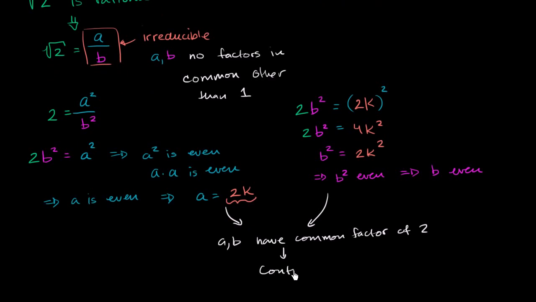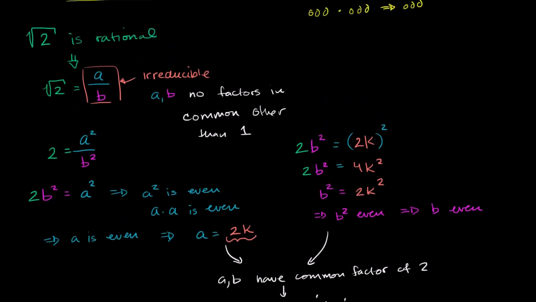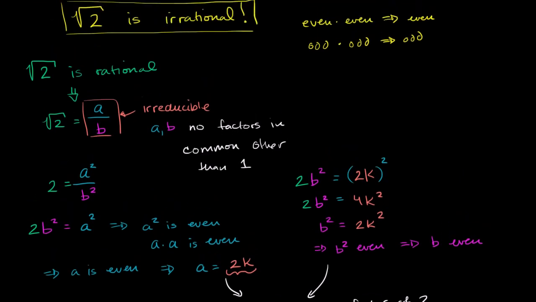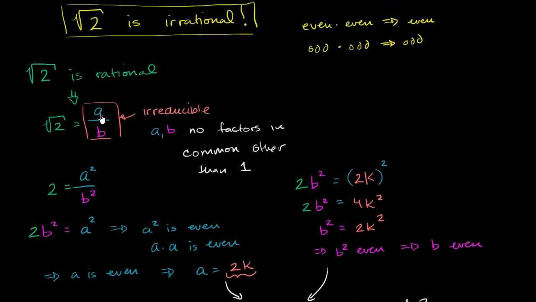That's the contradiction. So you assume that square root of 2 can be represented as an irreducible fraction, a over b, you can even say a ratio of 2 integers right over here. That leads you to the contradiction that no, it actually can be reducible. So therefore, you cannot make this assumption. It leads to a contradiction. Square root of 2 must be irrational.